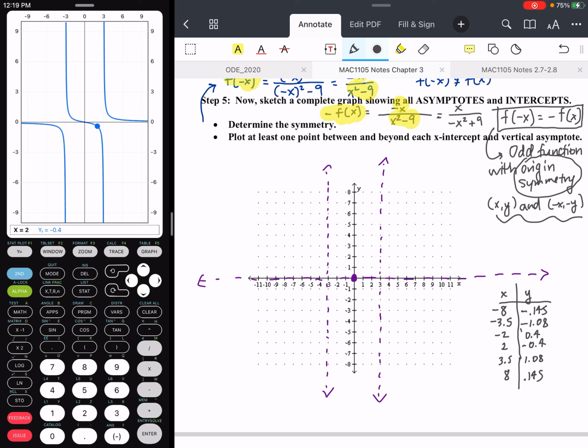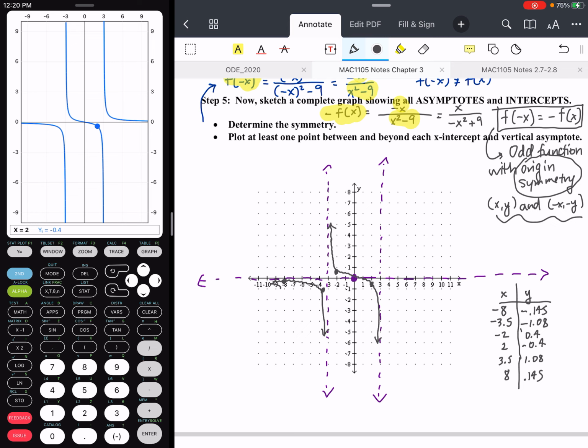So negative 8 and then negative 0.145, so just right under that horizontal asymptote. Negative 3.5 is at negative 1.08, so just a hair under 1. And then we'll kind of skate along these asymptotes here, not crossing that vertical asymptote. In between, negative 2 gives me 0.4, so about halfway between 0 and 1. And then positive 2 gives me negative 0.4. And again, I'll skate along those vertical asymptotes, but not cross them.